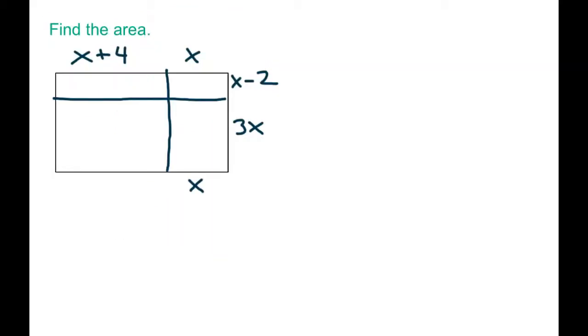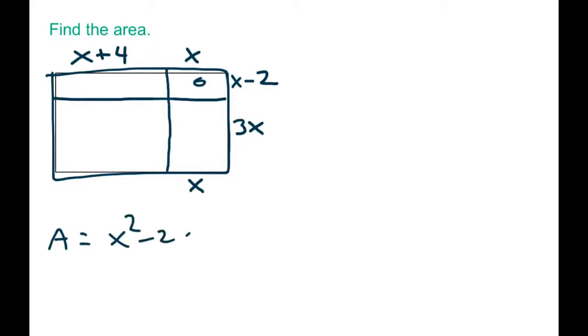Alright, last, find the area. Alright, area problem, but we know this is going to be multiplying polynomials. So these are all rectangles. There's 4 rectangles. Each rectangle will be length times width. So let's start with this one. We want to find the area of this big rectangle, by the way. So we're just adding the area of the 4 small ones. So length times width is x times x minus 2. So that'll be x squared minus 2x.